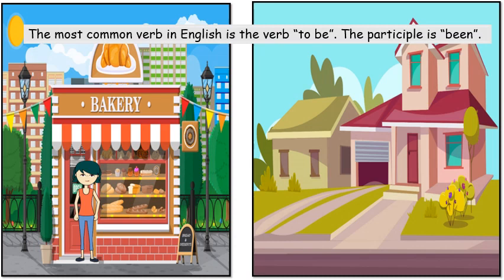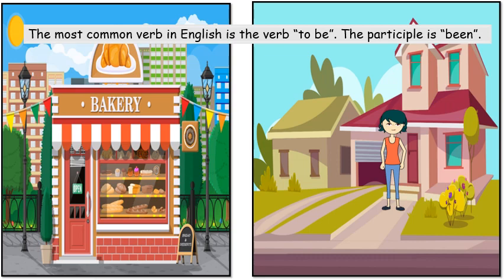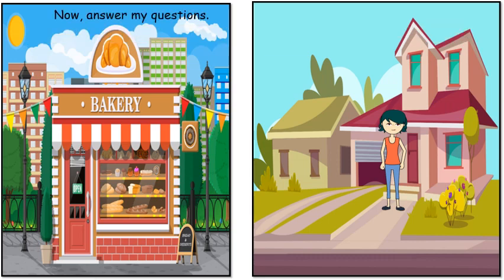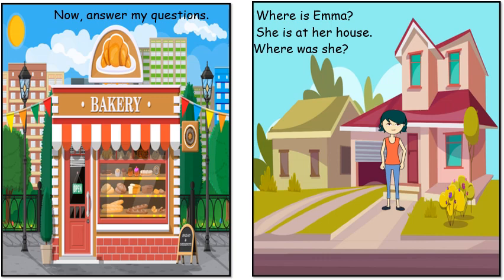The most common verb in English is the verb to be. The participle is been. Now, watch Emma, and be ready to ask and answer where questions about Emma. Now, answer my questions. Where is Emma? She is at her house. Where was she? She was at the bakery.